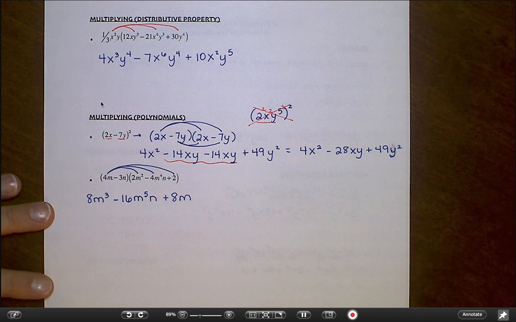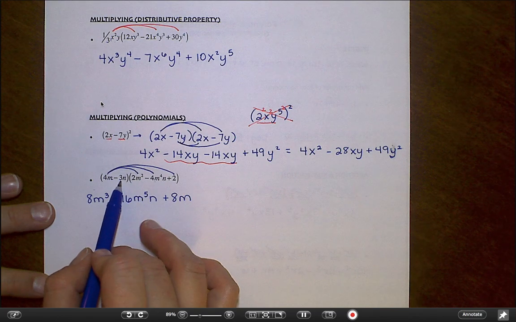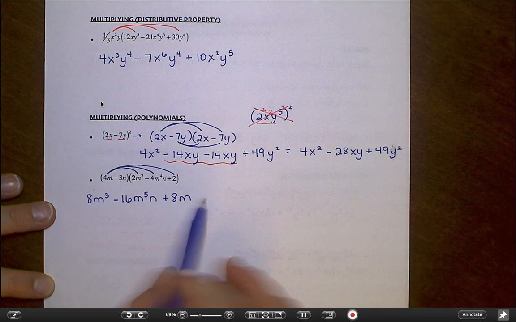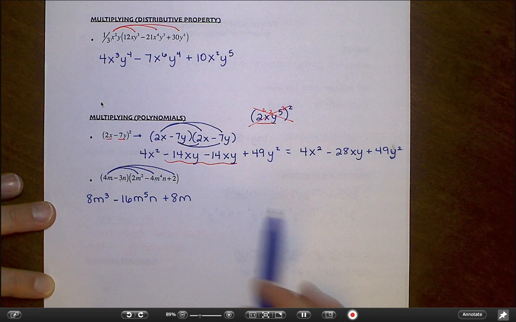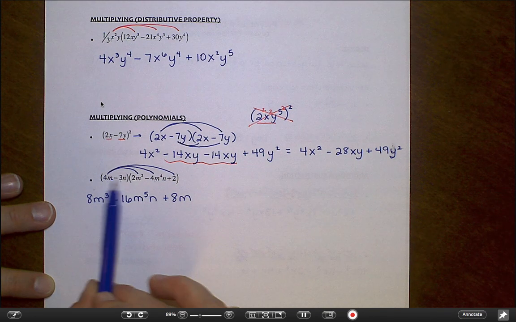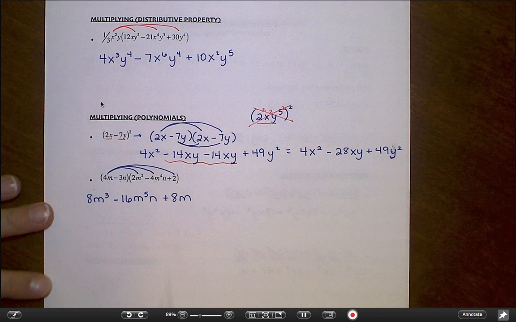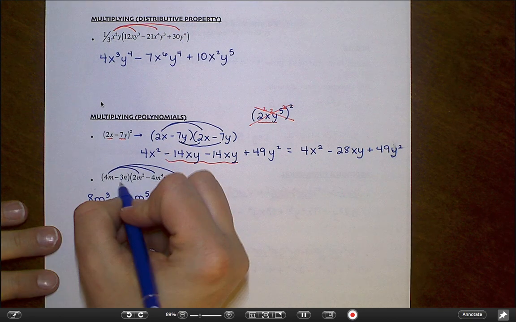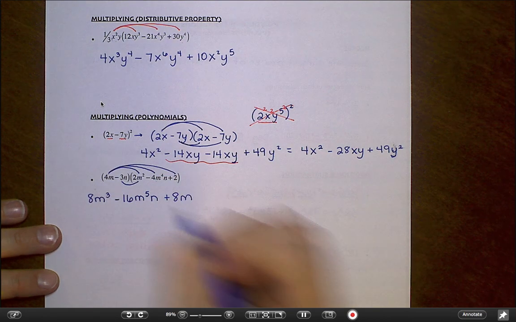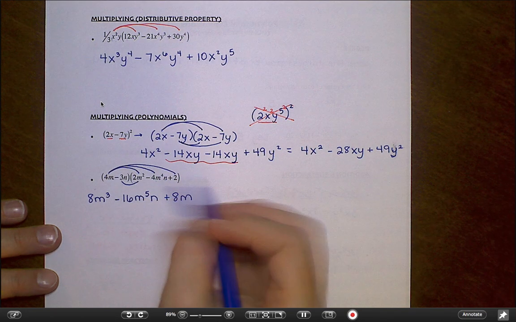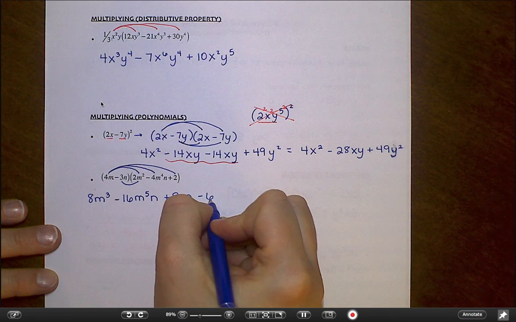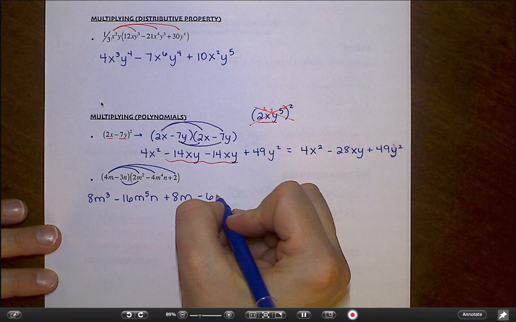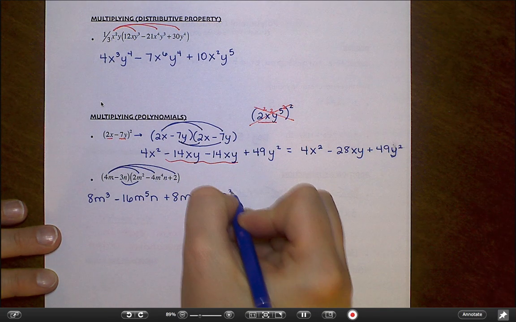Okay. We're going to keep going because now we need to go through and distribute the negative 3n. So at the end of this, I'm going to end up with 6 pieces because I'm multiplying 2 pieces by 3 pieces. So that's always a good way to check yourself and make sure that you've covered everything. It's really important to stay organized here. So negative 3n times 2m squared. Well, negative 3 times 2 is negative 6. And then I'm going to put the m first. So I'm going to put m squared n.